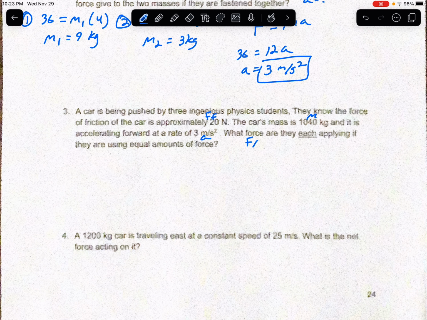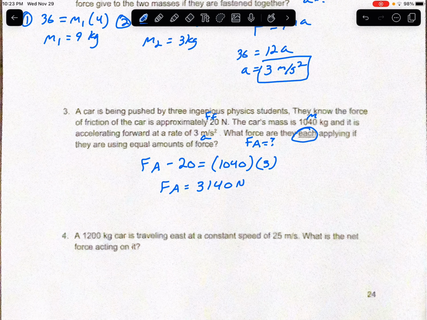So that means you're looking for FA, if they're using equal amounts of force. So always pay attention to underlined words. We'll worry about that in just a second. What we're looking for is FA, so we don't know it, minus FF, which is 20, equals mass times acceleration. So 1,040 times 3. I would multiply the 1,040 times 3 and then add 20 to both sides, and you get an applied force of 3,140 newtons.